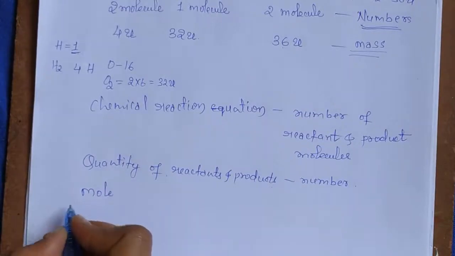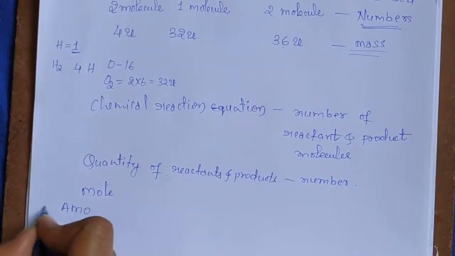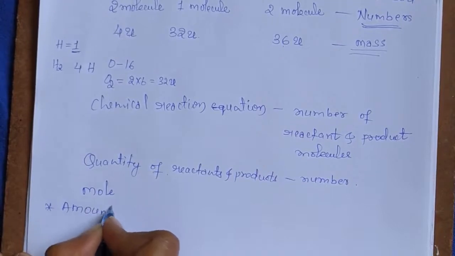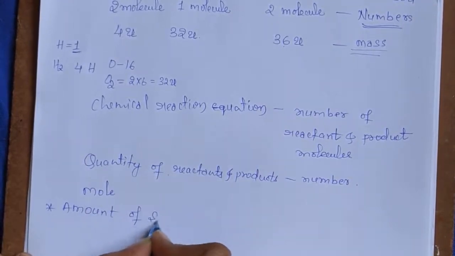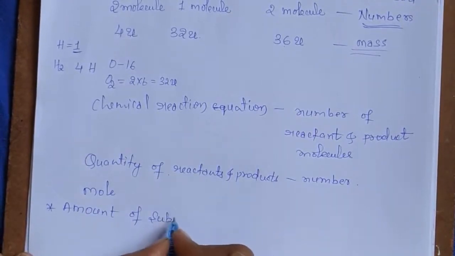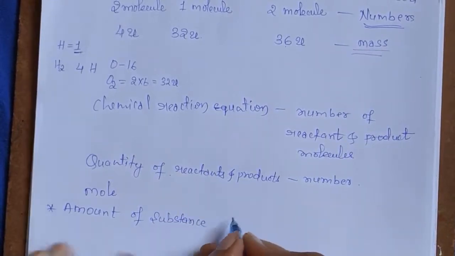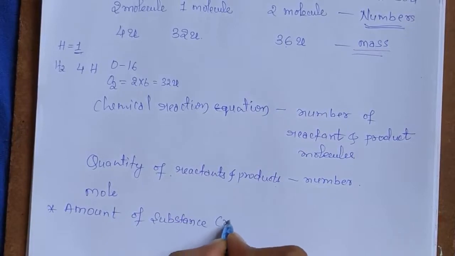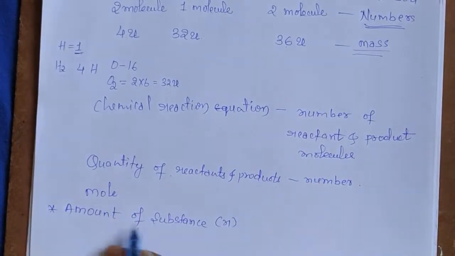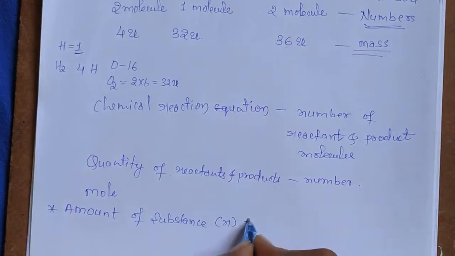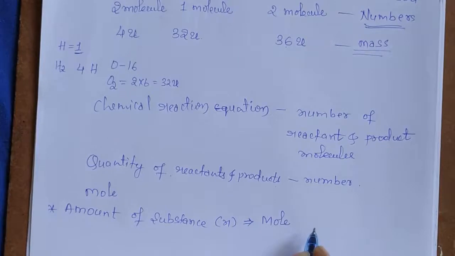Children, see here, the amount of substance, the amount of reacting substance or reactant or product, is symbolized by small n. The amount of substance is symbolized by n and its quantity is measured in terms of mole.